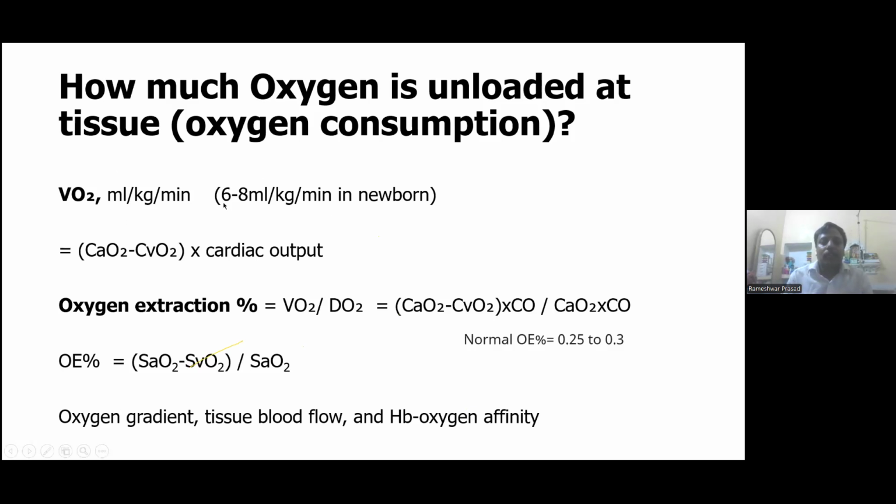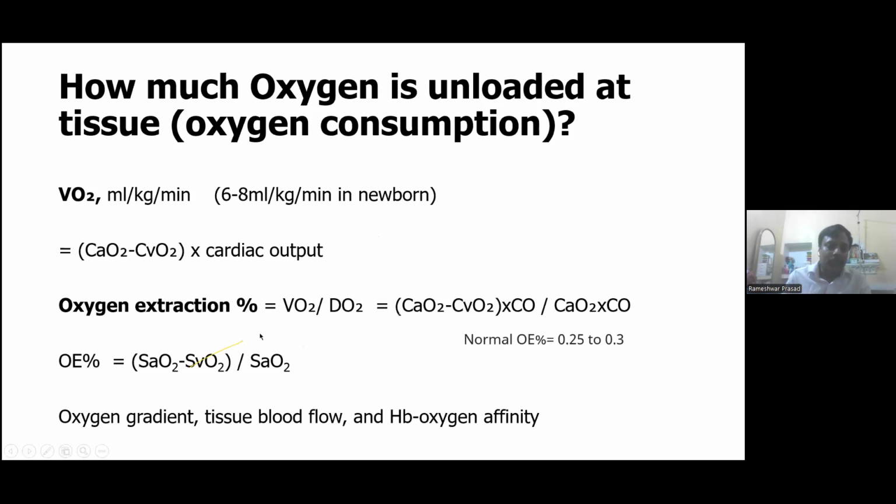In a normal newborn, it is usually 6 to 8 ml per kg per minute. You can easily calculate it, you might have calculated CaO2 and CvO2. Now just deduct these two values from each other and you will get the value. It will be around 5 ml. Now the oxygen extraction ratio will be the ratio of total oxygen extracted to total oxygen delivered. So usually it is 25 to 30%. That means 25 to 30% of oxygen is extracted by the tissue.